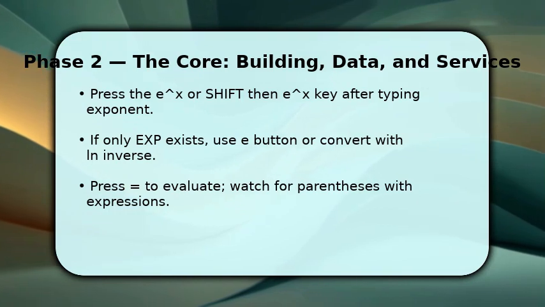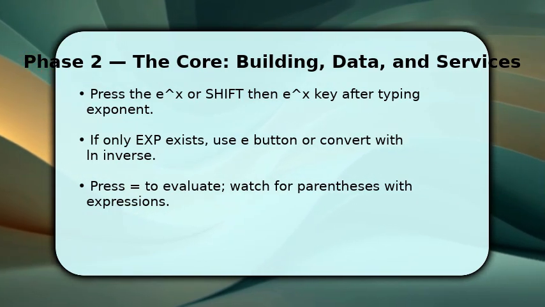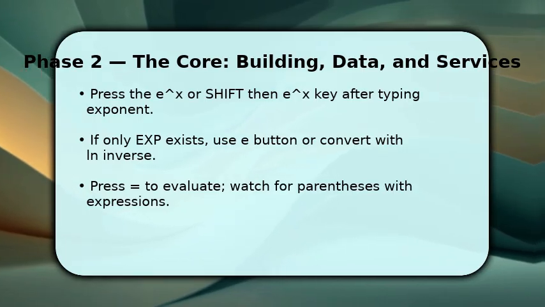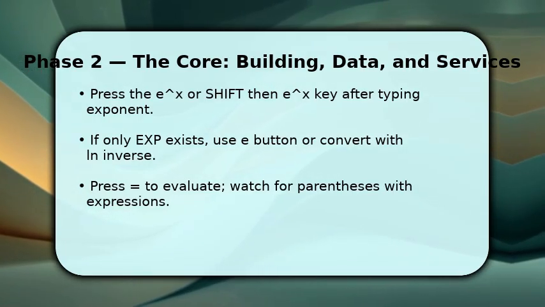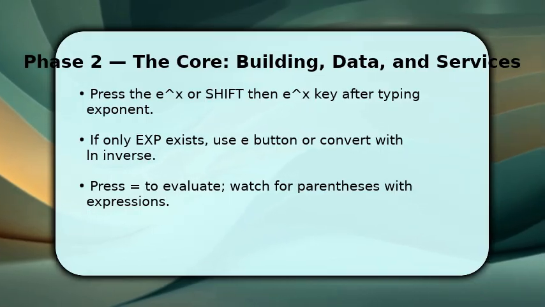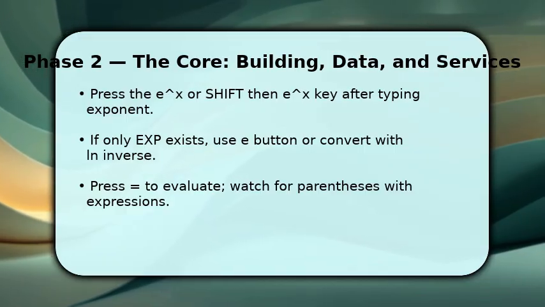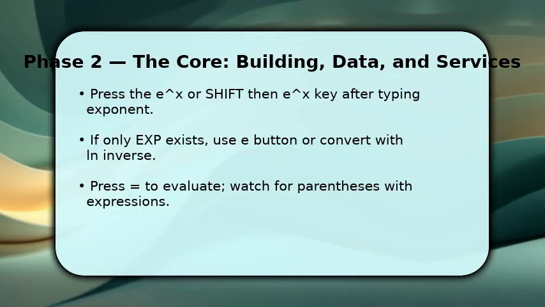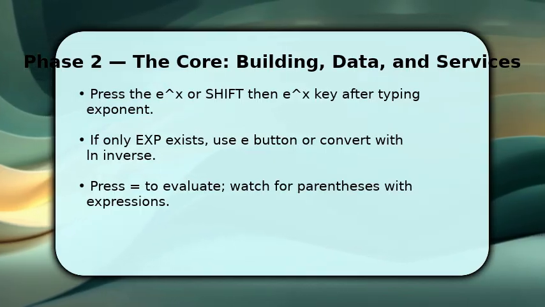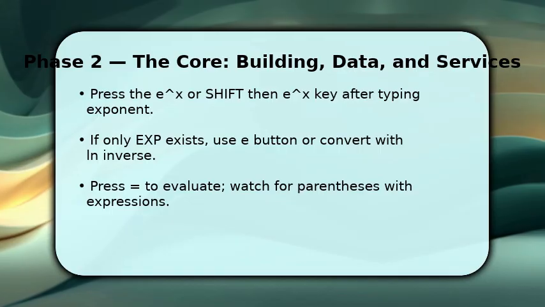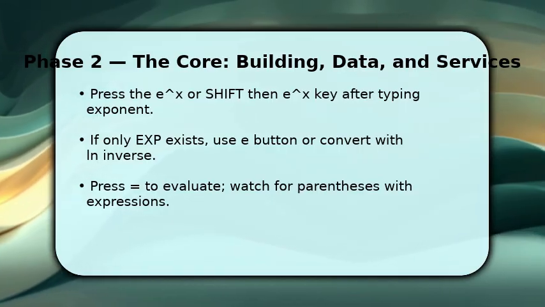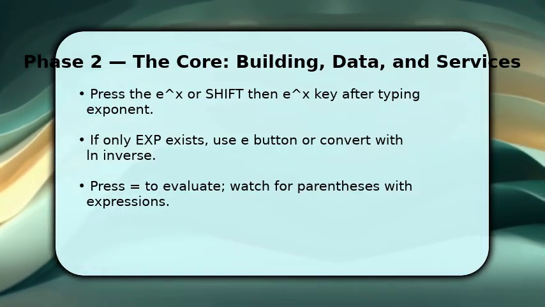After entering the exponent, press the e^x key. On some models, this is a shifted function, so press Shift then e^x. Once pressed, the calculator applies Euler's base to your exponent. This computes e raised to that value. If your model only shows EXP for scientific notation, use the inverse of ln or the calculator's e constant button instead. Make sure compound expressions are wrapped in parentheses.